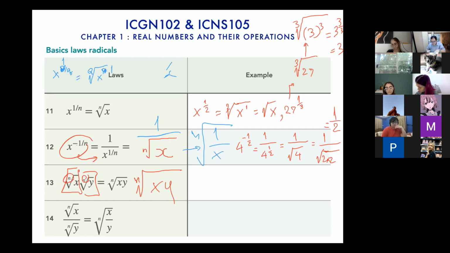Like for the division, it is in law number 14. Okay, now let's see the example here. If we have the cube root of 8 times the cube root of 8, it equals the cube root of 8 times 8, which equals the cube root of 64, right?